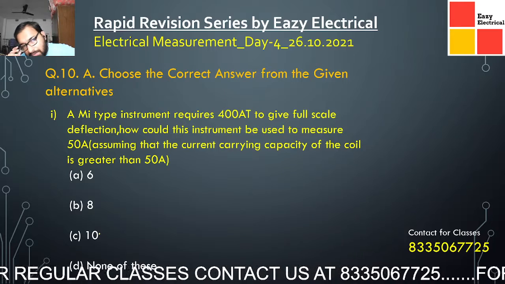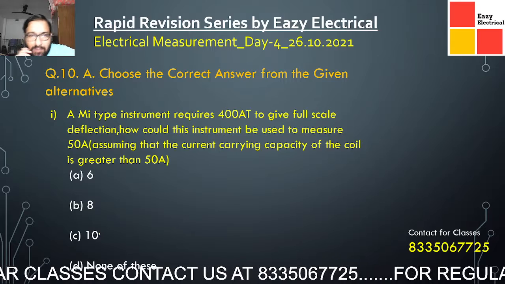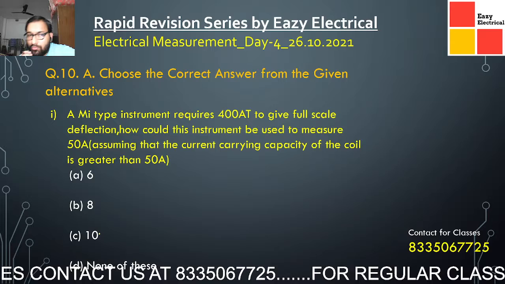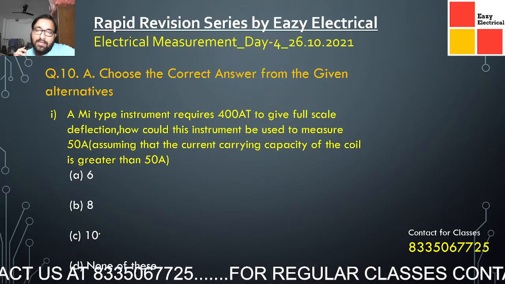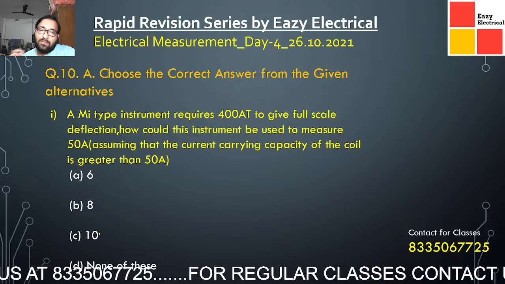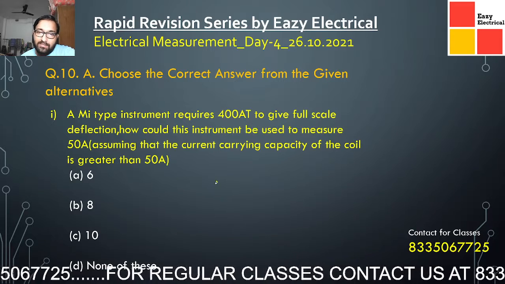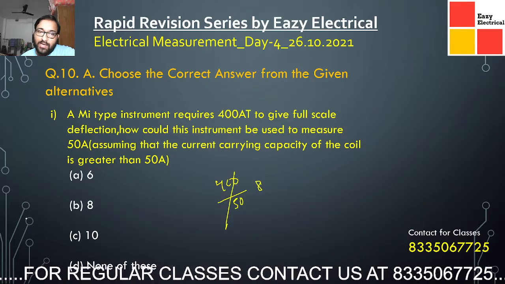Now here one question is given. An MI type instrument requires 400 ampere turns to give a full scale deflection. How could the instrument be used to measure 50 amperes, assuming that the current carrying capacity of the coil is greater than 50 amperes? This point is the ultimate point. If it is given, in that case you do 400 divided by 50, then you will get 8. So 8 will be the correct answer.